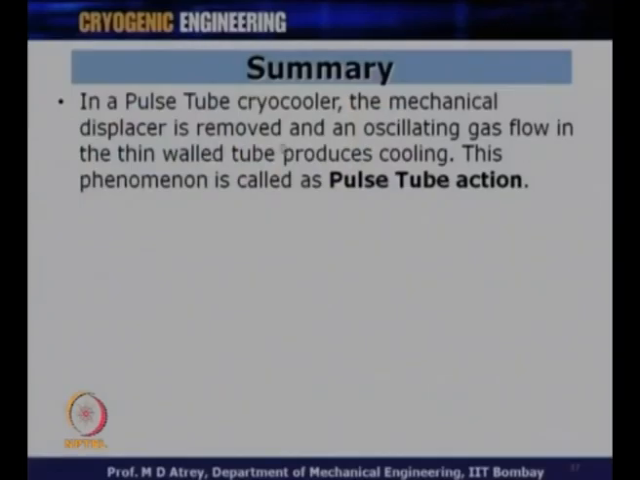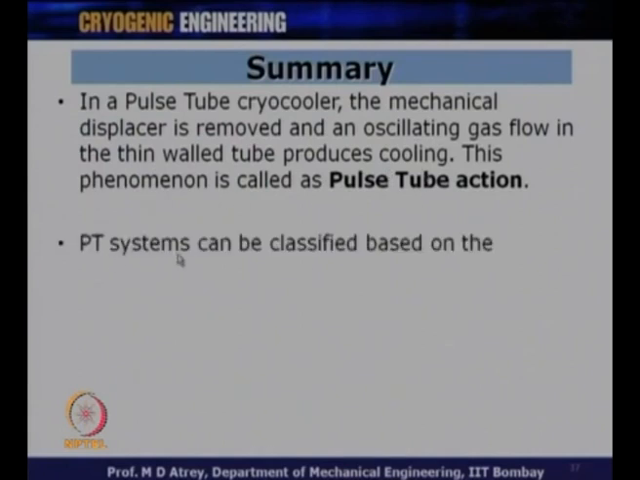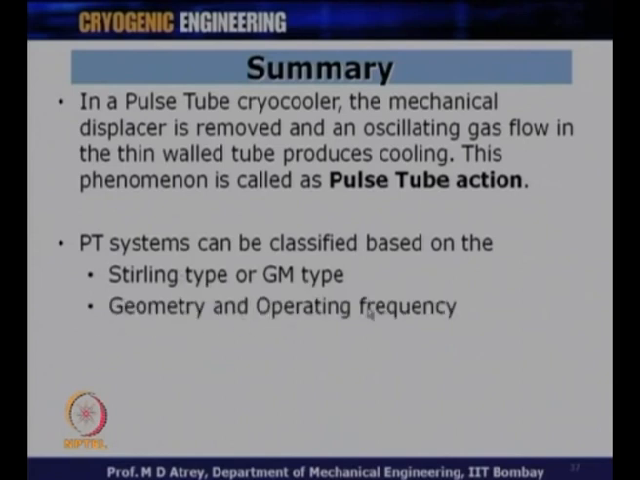The summary of this lecture is as follows. In a pulse tube cryocooler, the mechanical displacer is removed and an oscillating gas flow in the thin-walled tube produces cooling. This phenomenon is called pulse tube action. Pulse tube systems can be classified as Stirling type or GM type, that means presence of a wall or no wall, high frequency or low frequency. Geometry will decide whether it is inline, U type, coaxial, annular, etc. The operating frequency in the Stirling type will determine whether it is low frequency, high frequency, very high frequency, etc. They can also be classified based on the kind of phase shift mechanism employed, and can be called basic pulse tube cooler, orifice pulse tube cooler, double inlet or inertance pulse tube cooler.